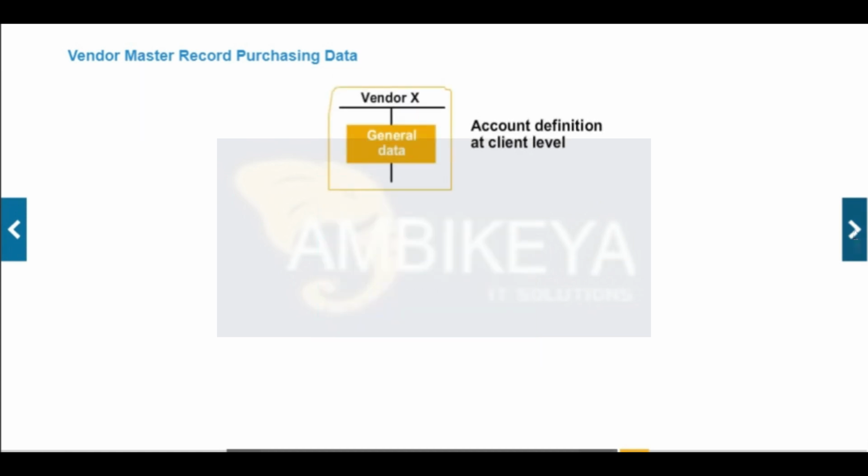In order for the procurement process to be used in materials management for a vendor, the vendor master record of that vendor must have the purchasing data. The purchasing data is specific to a single purchasing organization, just like the company code data of the master record is specific to a single company code.